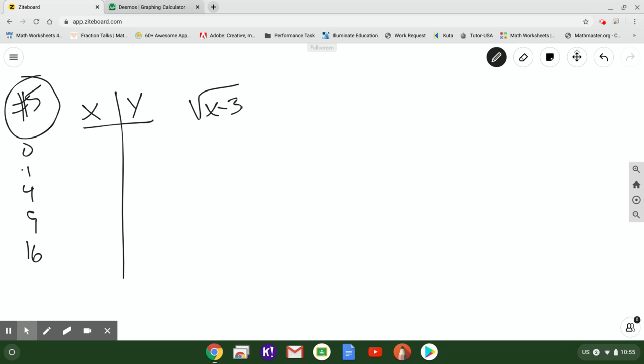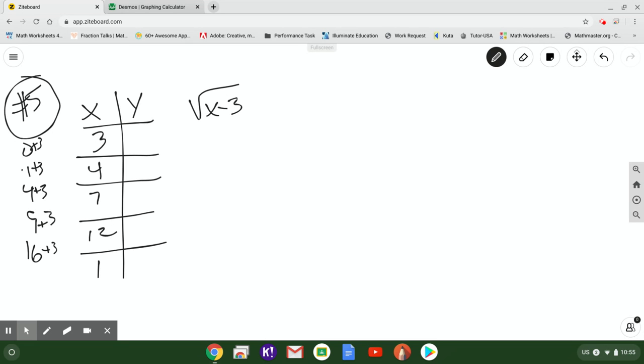Instead of those, I'm going to add 3 to all of them so that I don't end up with all kinds of crazy decimals. I want to be able to graph this. So I'm going to use 3, I'm going to use 4, 7, 12, and 19. So when I plug it into the equation, I'm going to subtract 3 and then square root it.